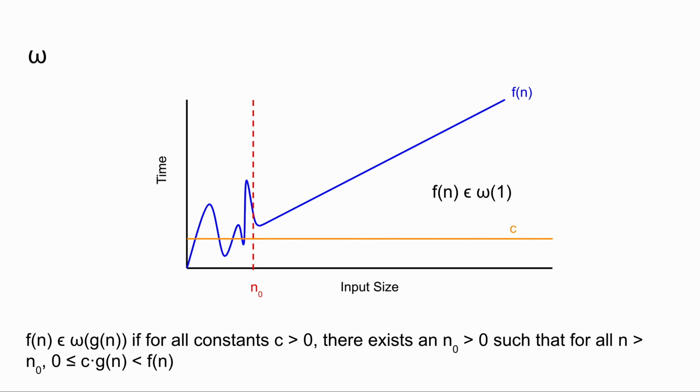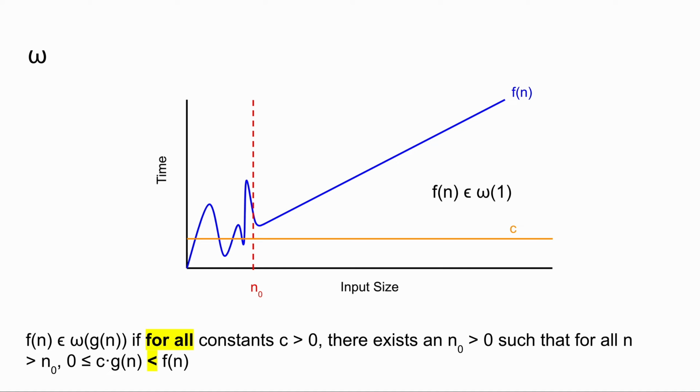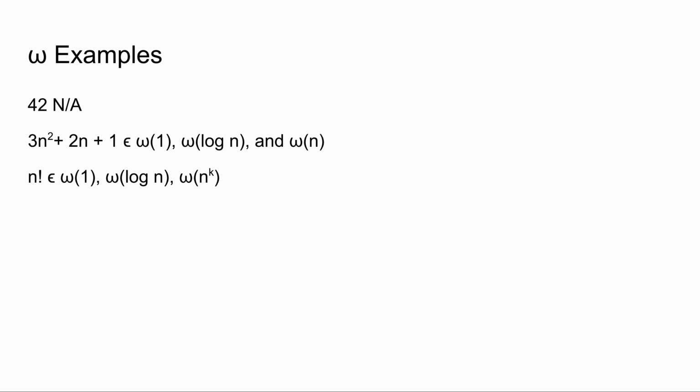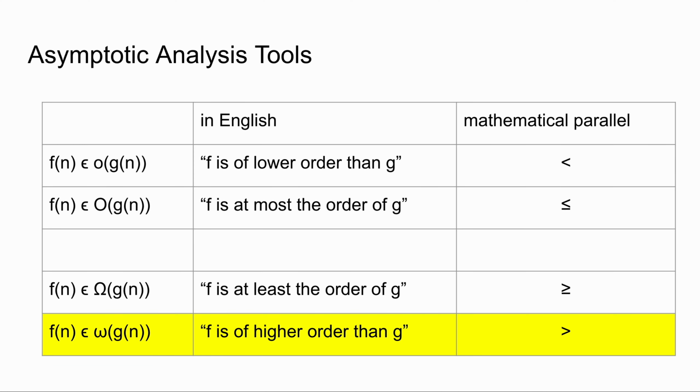This is different from big omega because in big omega, f and g can have the same order, but in little omega, they cannot. Similar to little o and big O, the definitions for little omega and big omega are very similar, except there exists becomes for all and less than or equal to becomes less than. Here are some examples. We actually cannot use little omega to analyze 42 because it is a constant which is the lowest order function. With that, we can fill out our table with little omega.